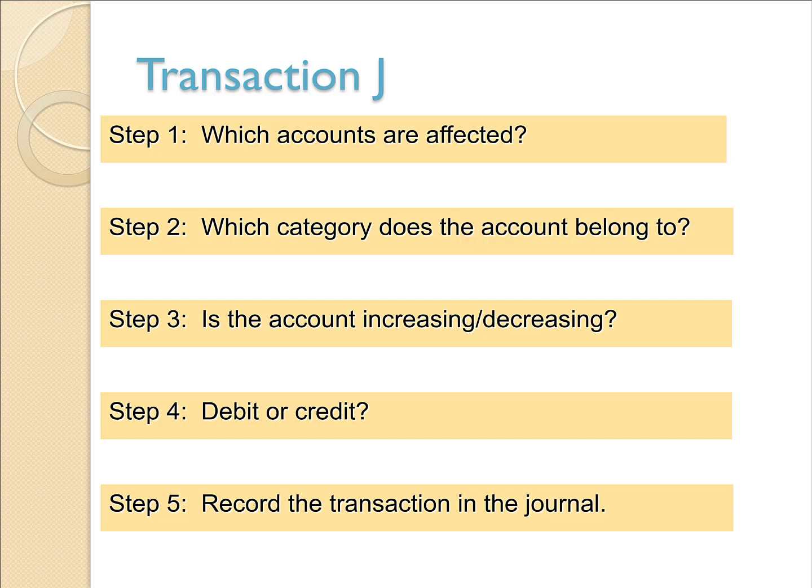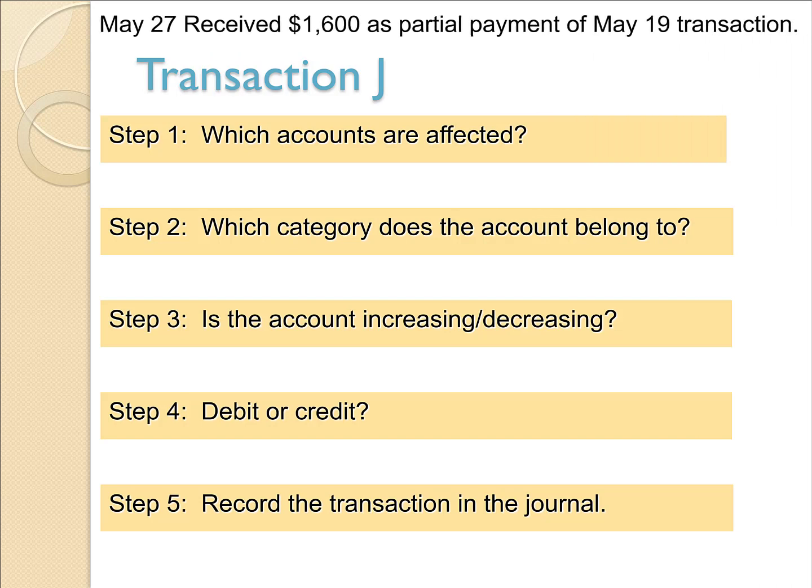So now we're ready for transaction J, which is a little bit more challenging. On May 27th, the company received $1,600 as partial payment of the May 19th transaction. So it's helpful to go back and look to see what we did in the May 19th transaction.